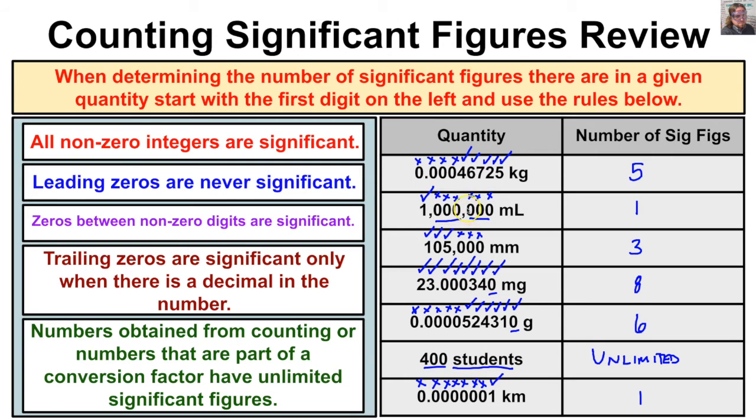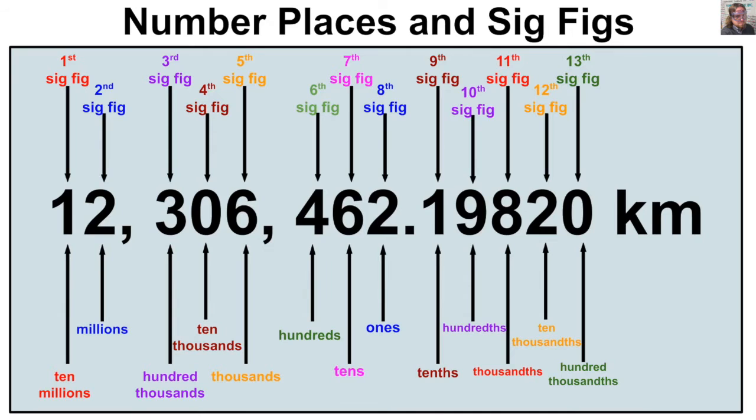Now let's take a look at number places and sig figs and see how they play together when we're looking at a number. Let's look at this number: 12,306,462.19820 kilometers. On the bottom, we're looking at the place values of each digit in this really big number. On the top, we have the significant figures that we can count from left to right. Starting on the left-hand side, we have our first significant figure, our second, our third, our fourth, our fifth, all the way to our 13th significant figure.